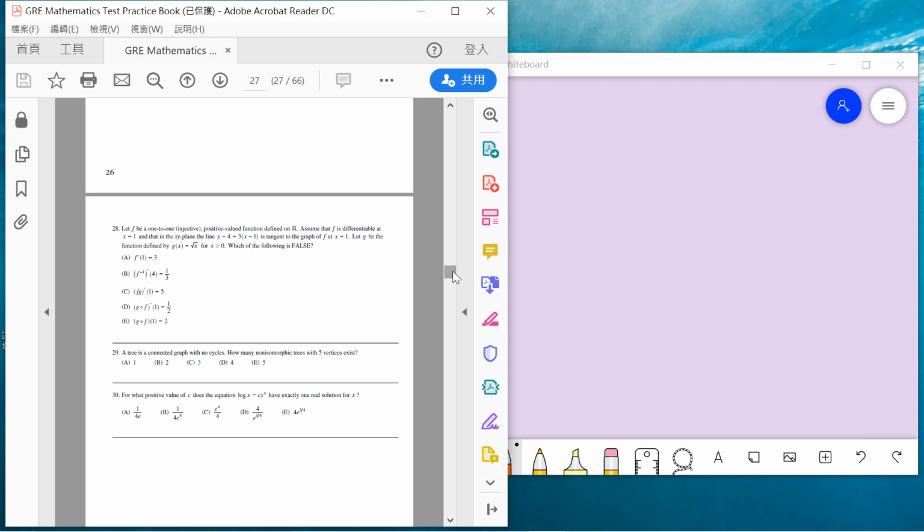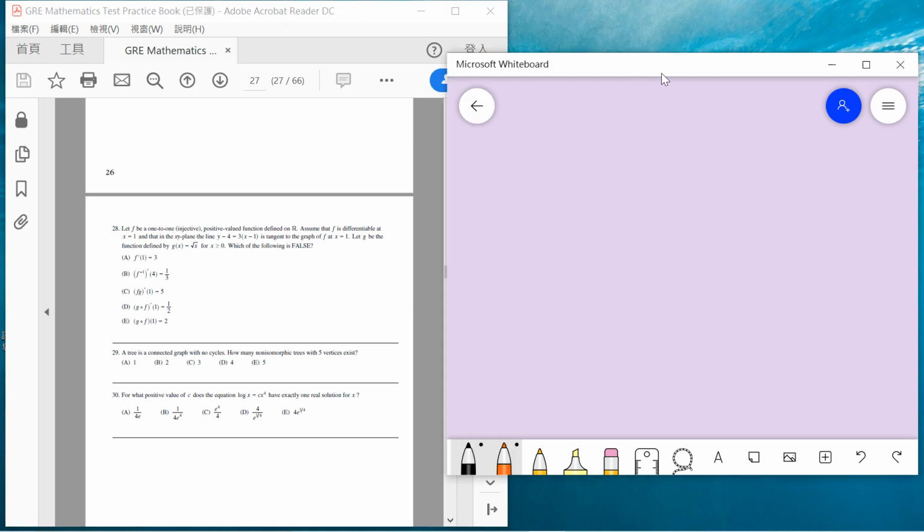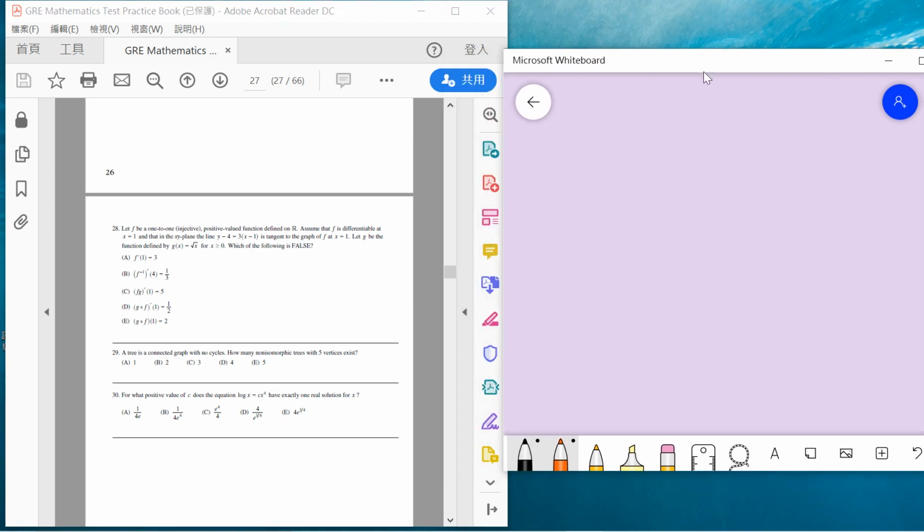So let f be a one-to-one positive function defined on R. Assume that f is differentiable at x equals 1. Let in the xy plane the line y minus 4 equals 3 times x minus 1 be tangent to the graph at x equals 1. Let g be the function described by g of x equals square root of x. Which of the following is true?